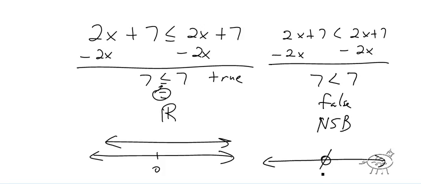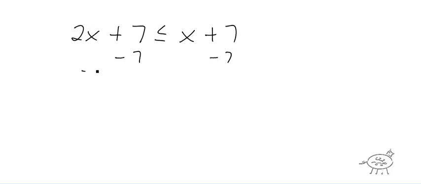So those are your special cases. But you have to remember it's when the variable cancels. Okay, very quickly, people sometimes get confused and they get a problem like this: 2x plus 7 is less than or equal to x plus 7. And they subtract 7 from both sides, and they get 2x is less than or equal to x.